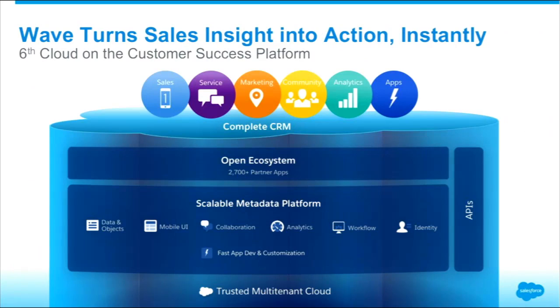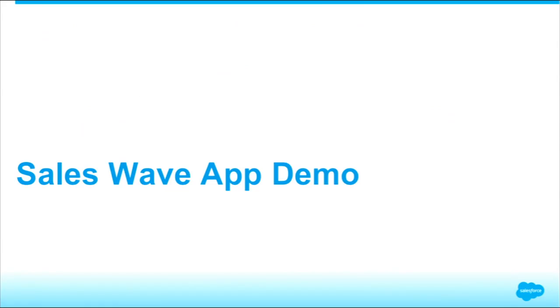And the reason that you can take actions, the reason that the data is pre-populated, the reason that this is up and running so quickly is because Wave is the 6th cloud on the customer success platform. So everything that you've come to expect with Salesforce, with an open ecosystem, with a scalable metadata platform, being in our trusted multi-tenant cloud, that also applies to Wave Analytics, which allows our customers to be up and running very, very quickly with an analytics platform, much more so than they would be if they were trying to build something standalone or on-premise.